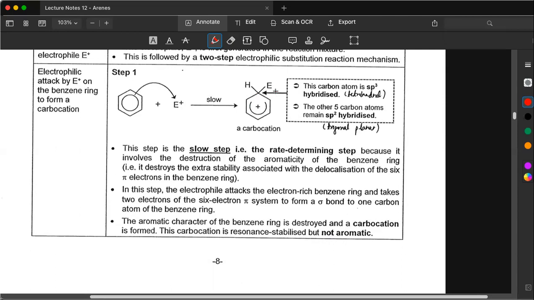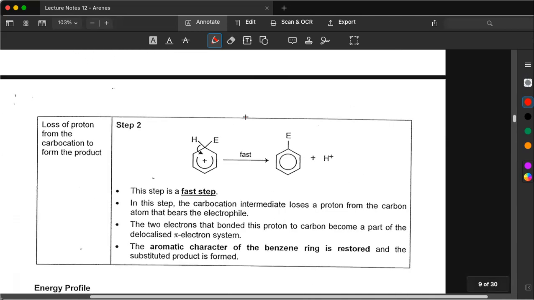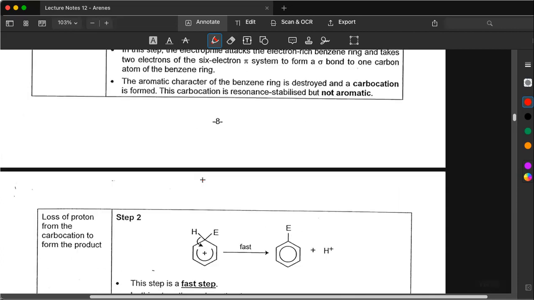So this is what happened. The E+ was attacking the benzene ring and attaching itself for the time being, and we will see what comes out later. In step 2, this is the fast step. The carbocation intermediate loses a proton from the carbon atom that bears the electrophile.